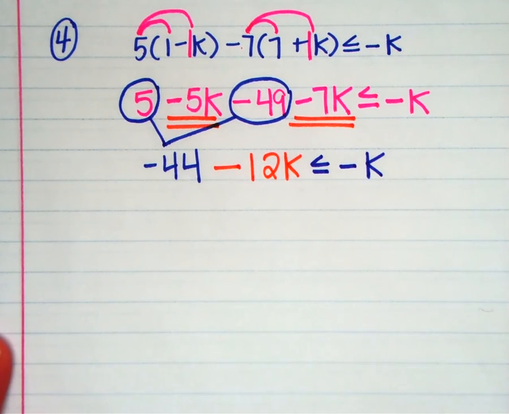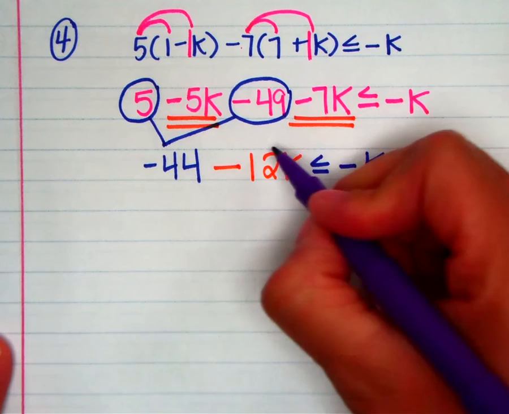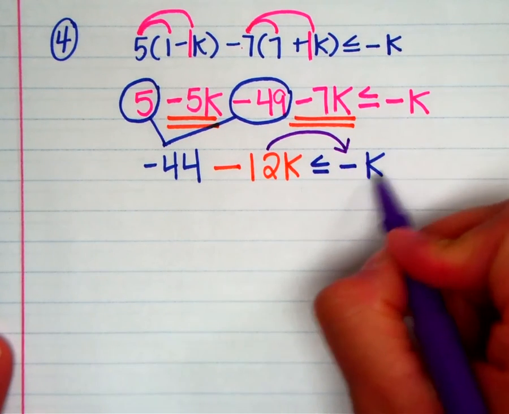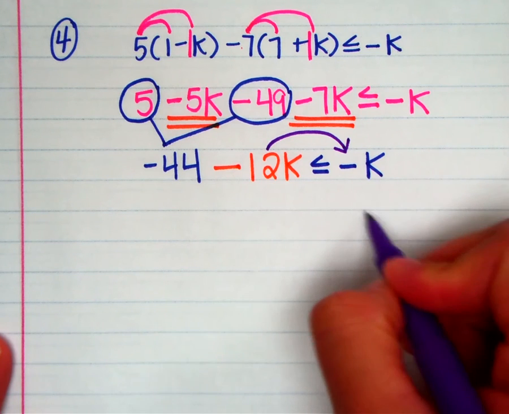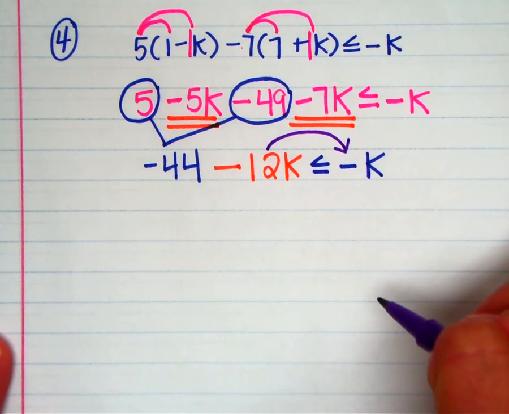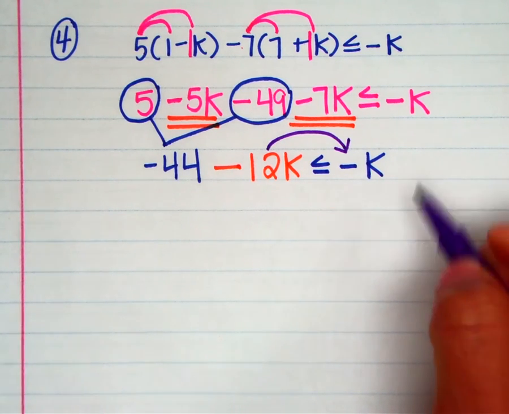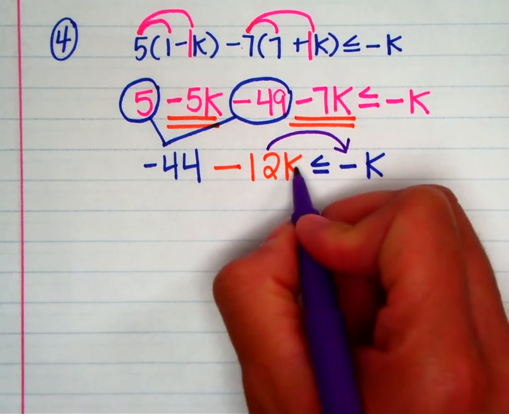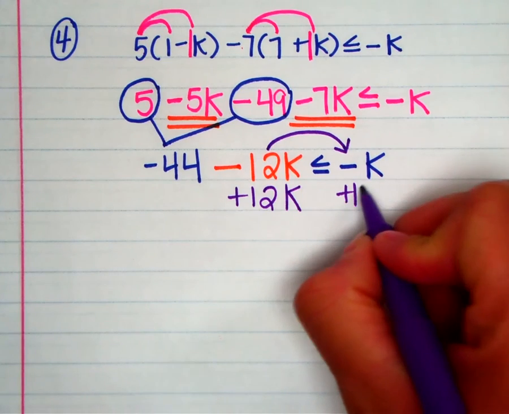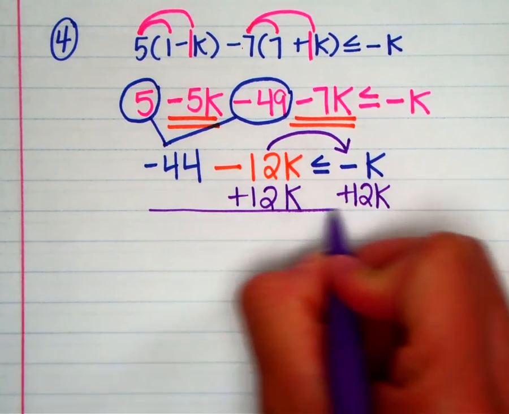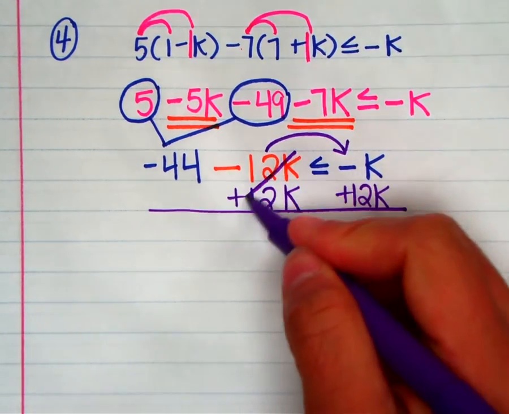So now this is a case where you want to move your variable to the right. So I'm going to move negative 12k to the right side of my inequality. Because I have negative k by itself on the right, I don't want to move negative k and only be left with 0. You could do that, but I'm going to show you this other option. If I want to move negative 12k, I want to add 12k to each side to cancel it out on the left. It goes away on the left.